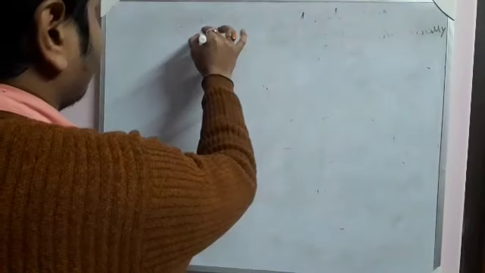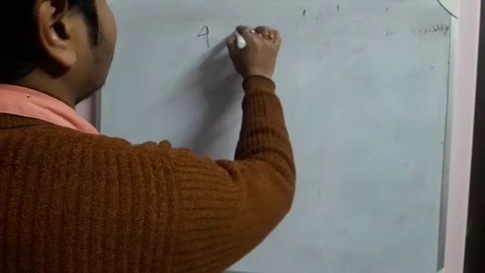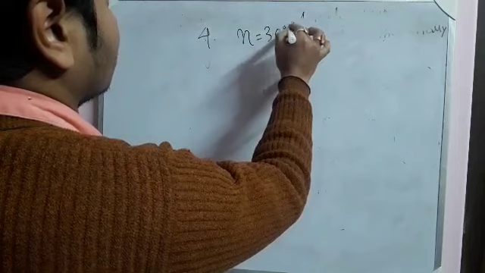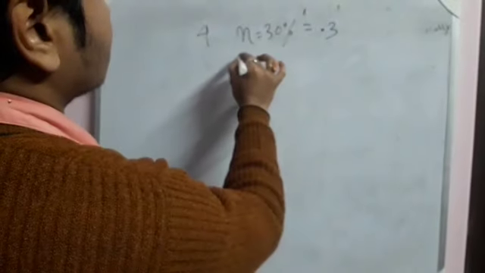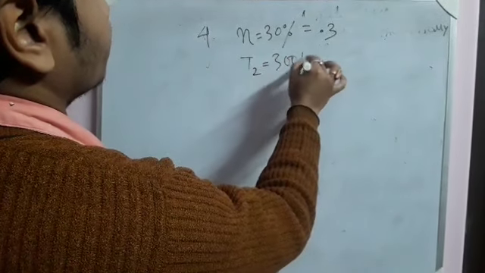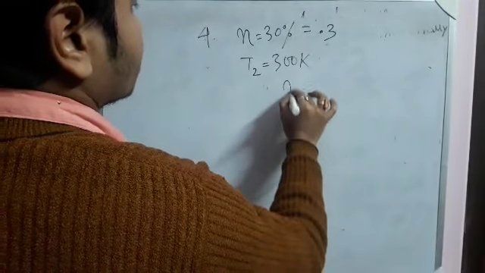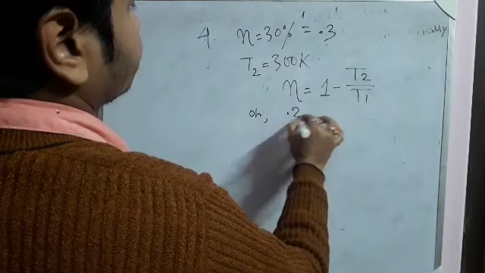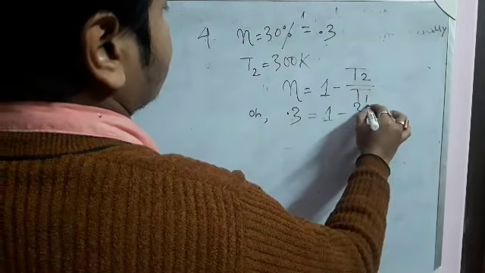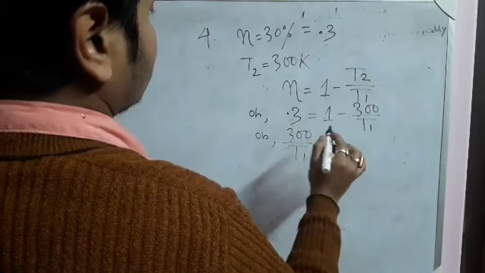Now another numerical: a Carnot engine has an efficiency of 30%. That is given 30%, that means 0.3. When the sink temperature is 27 degrees, that means 300 Kelvin, you can easily find the source temperature at first. So this is 0.3, and this is 1 minus 300 upon T1.